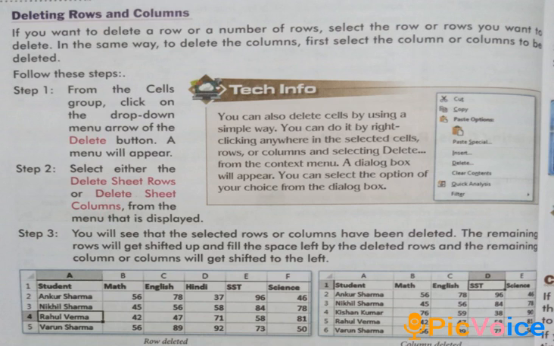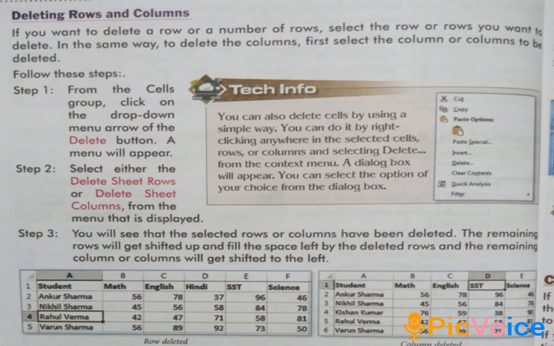A menu will appear. Step 2. Select either the delete sheet rows or delete sheet columns from the menu that is displayed. Step 3. You will see that the selected rows or columns have been deleted. The remaining rows will get shifted up and fill the space left by the deleted rows, and the remaining column or columns will get shifted to the left.